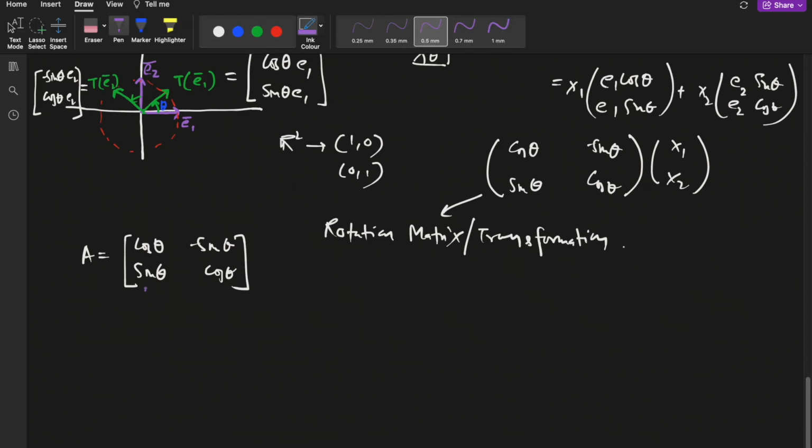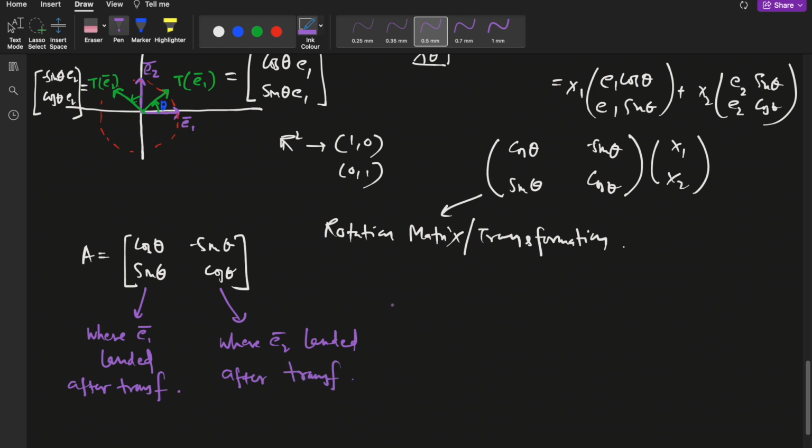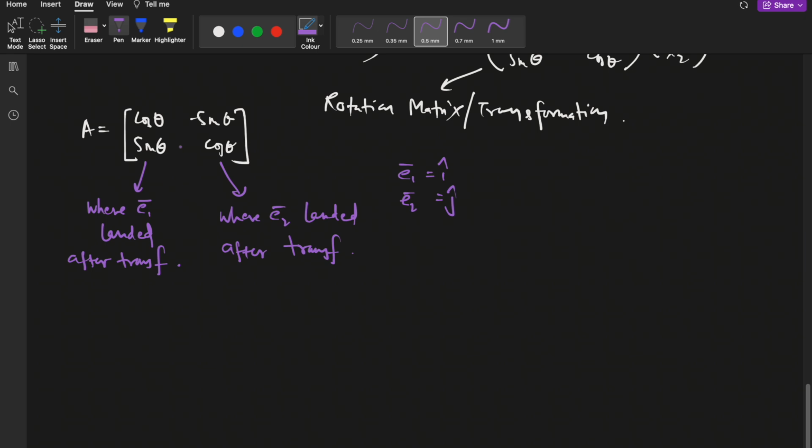Columns are nothing but where E1 landed after transformation, right? And this is where E2 landed after transformation. And in this example, E1 is nothing but i hat and E2 is nothing but j hat. So you can simply say that the first column of the matrix is where i hat landed and the second column is where j hat landed.